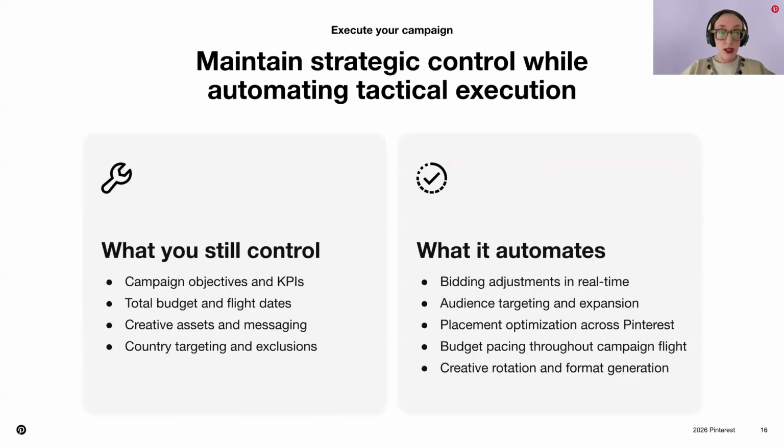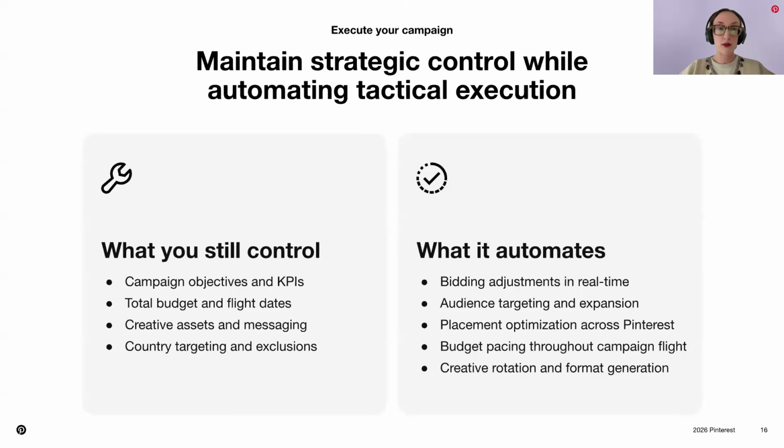A common concern that we do hear in the industry is that automation has a fear of losing control over execution. You might be familiar with this switch where we have moved from manual campaigns to a more automated workflow. But with Pinterest Performance Plus, we like to say that you are getting automation with control. When setting up your campaign, you still control the full strategy.